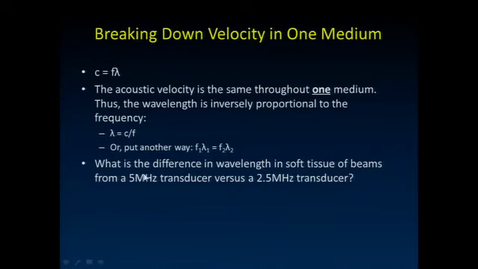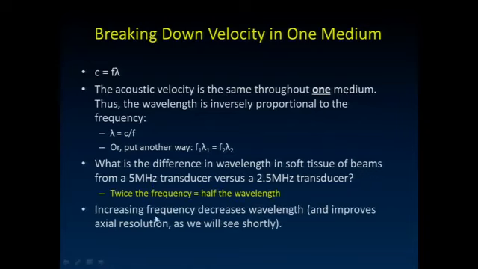So what if I go from a 2.5 megahertz frequency ultrasound wave to a 5? Well, of course, if I go from 2.5 to 5, that's twice the frequency. The wavelength is cut in half, right? That relationship is just given by that simple equation, using the fact that the velocity through that tissue is the same for both of those.